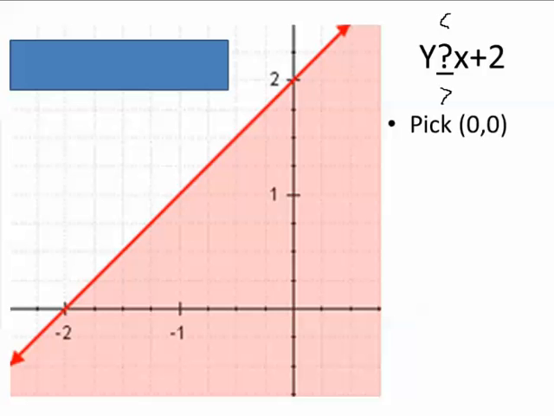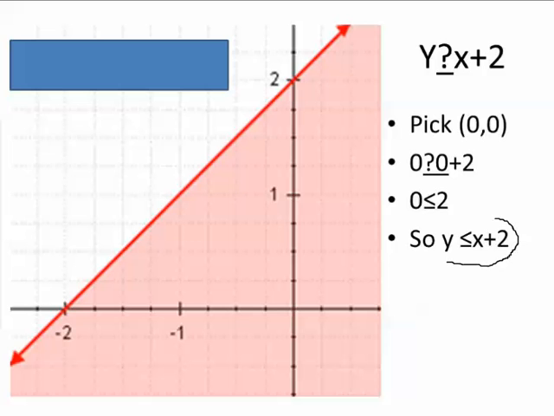So what I'm going to do is pick this point, 0, 0. It's in the shaded area. That means I want to wind up with a true statement here. So 0, and we don't know which way it's going to point, 0 plus 2. So 0 and something or equal to 2. Well, 0 is less than or equal to 2. So my inequality has to be less than or equal to. That's how we came up with the inequality.